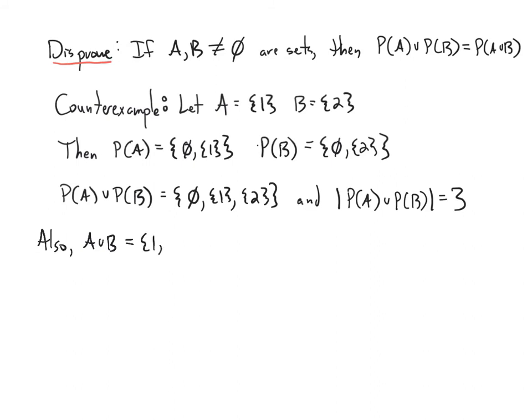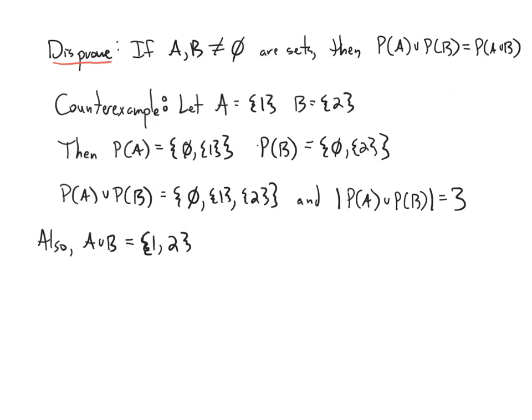Also, we know that A union B is the set {1, 2}. We know how to take the union of two sets. A is just 1, B is 2, so the union is {1, 2}. That's pretty easy. Now you could list all of the elements of the power set of A union B and find that there's one in there that's not in the power set of A union the power set of B.